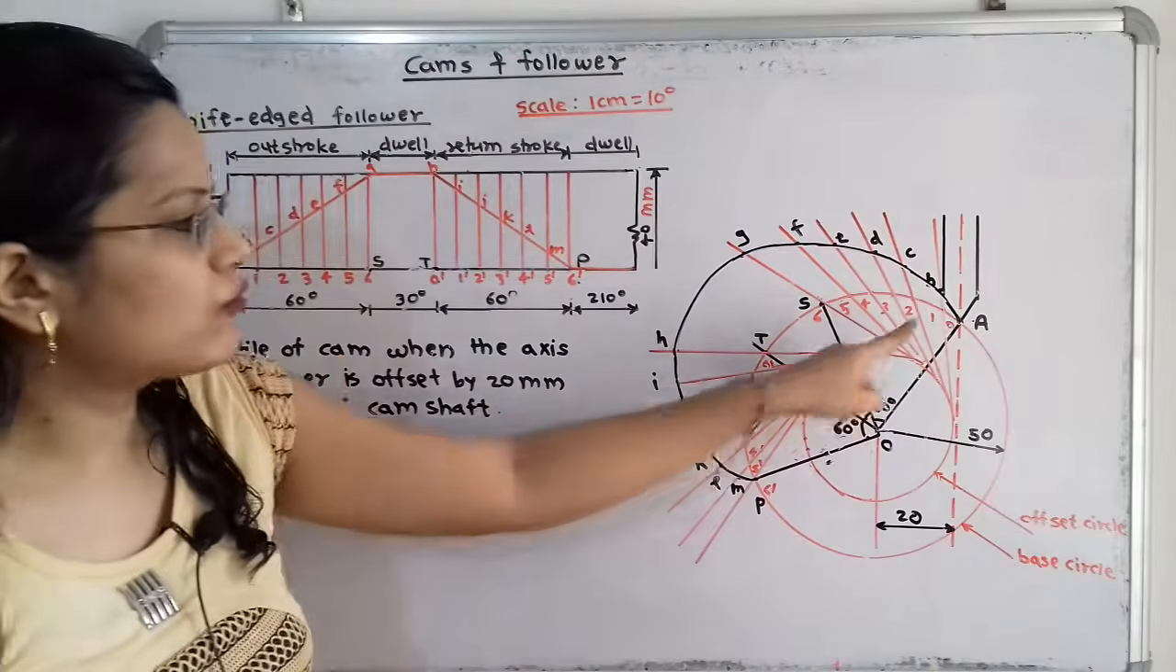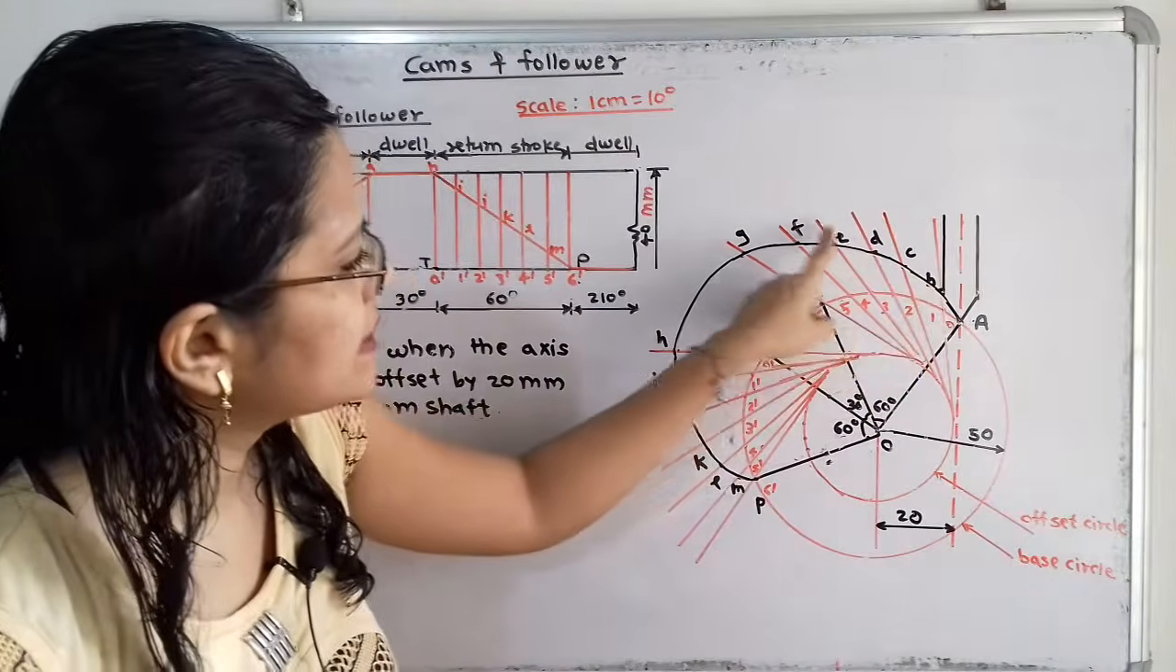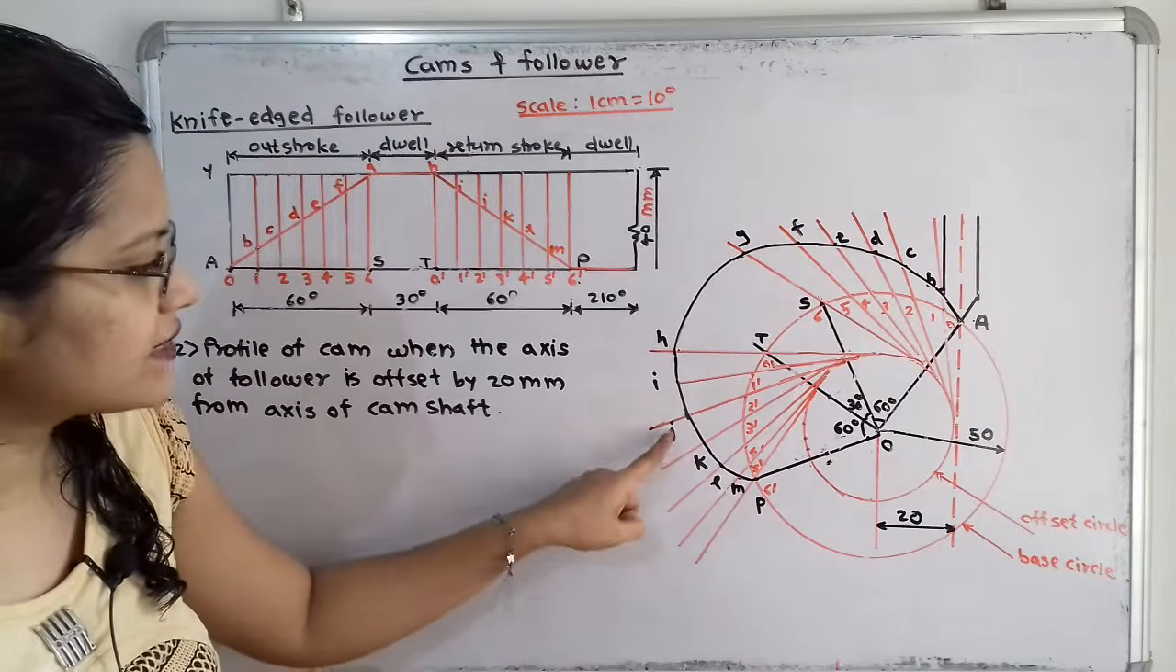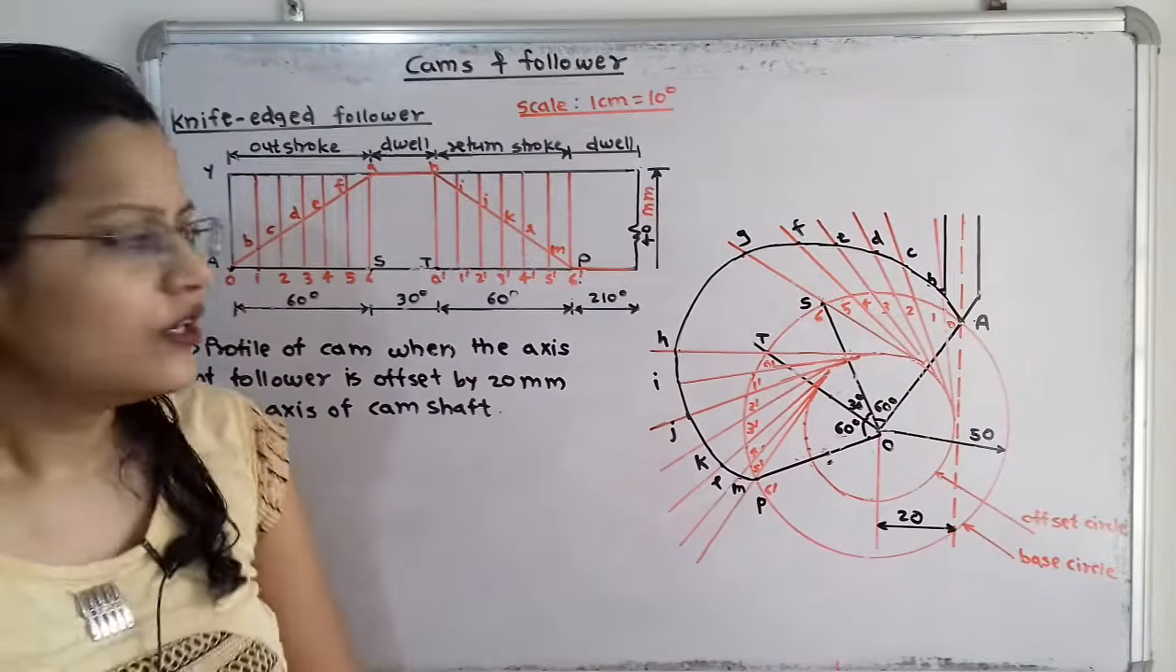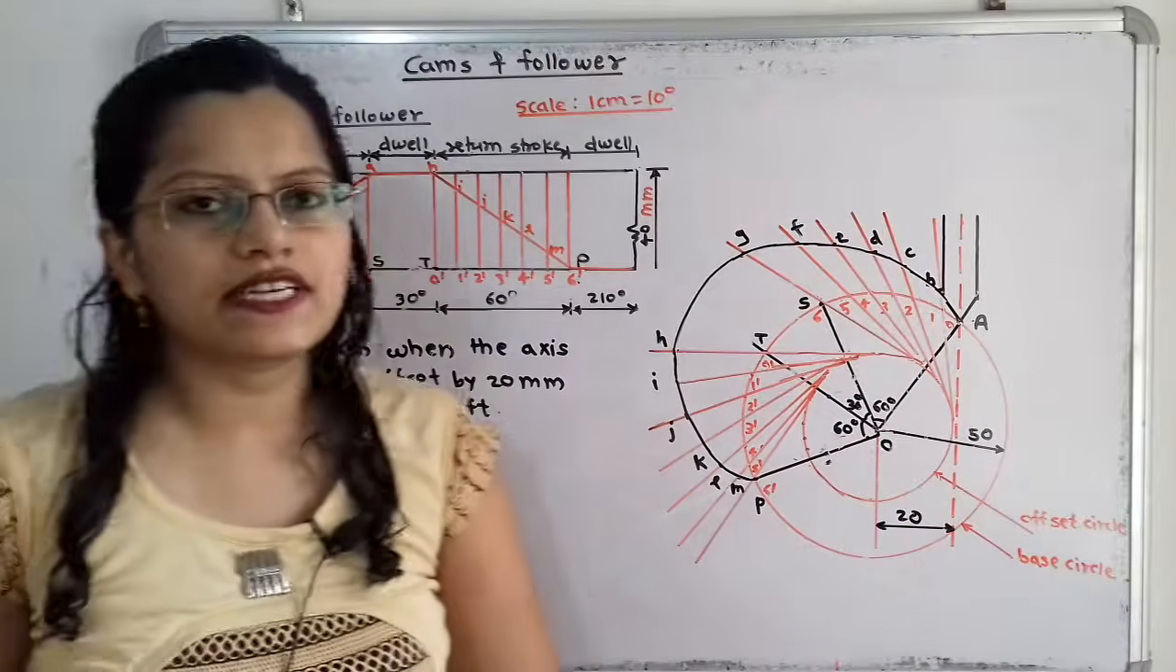Here we join the points A, B, C, D, E, F, G, H, I, J, K, L, M and P. So this is the cam profile that is getting completed.